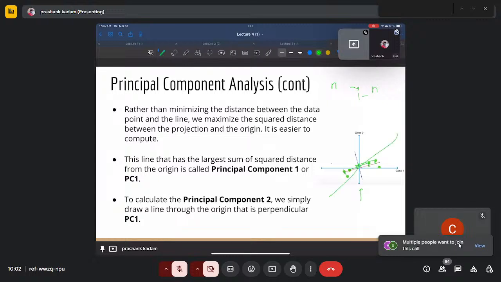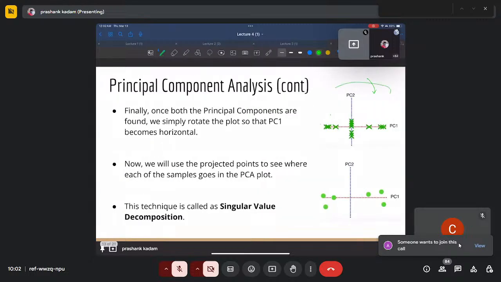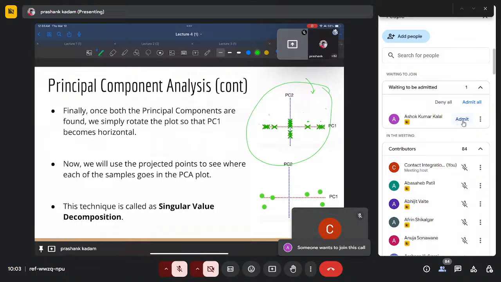But assume that there is another gene 3 as well here, and that information I am also projecting on PC1 and PC2, on these two axes. So what I'm doing is, from three-dimensional data, I am projecting it down to 2D on these two axes. Now, once I project it down, if we plot it, it will look something like this. Each point was somewhere here on that three-dimensional plot, and now we have taken the projections on PC1 and PC2.